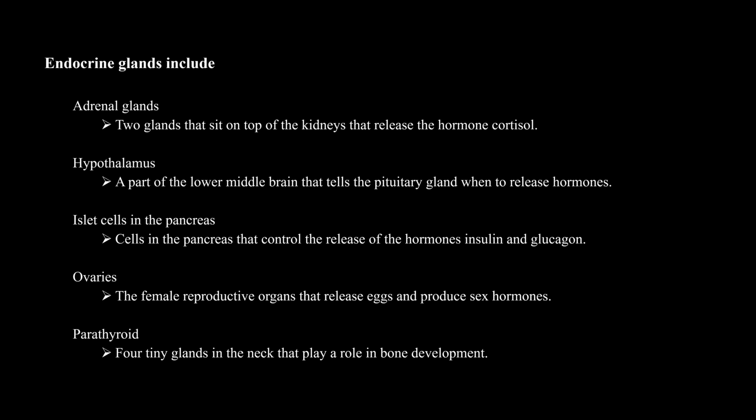Endocrine glands include the adrenal gland, hypothalamus, pituitary gland, pancreas, ovaries, and parathyroid. Adrenal glands are two glands at the top of the kidneys that release a hormone, cortisol. The hypothalamus, in the middle of the brain, controls the pituitary gland. The pancreas controls the release of hormones, insulin and glucagon. Ovaries, the female reproductive organs, produce sex hormones. The parathyroid glands play a role in bone development.